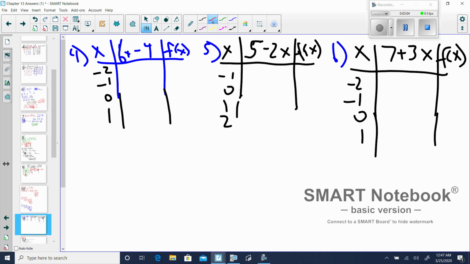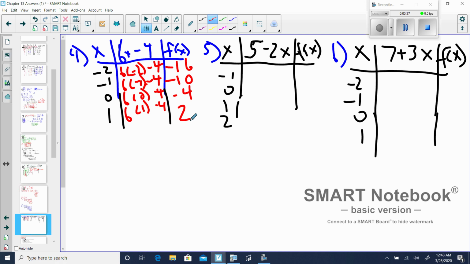So -2 comes in here for x. 6 times -1, 6 times 0, and 6 times 1. All right, so -12 minus 4, -16. -6 plus -4 is -10. Anything times 0 is 0. So 0 minus 4 is -4. And then 6 minus 4 is 2.